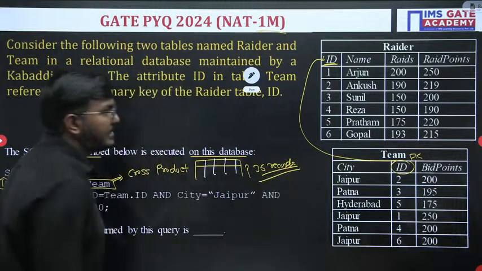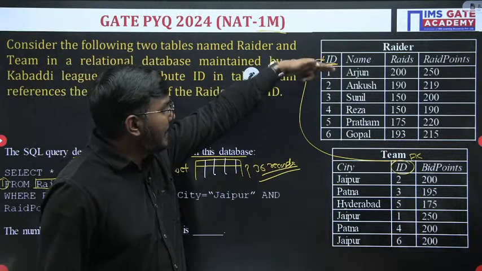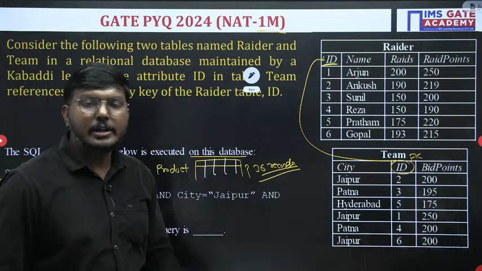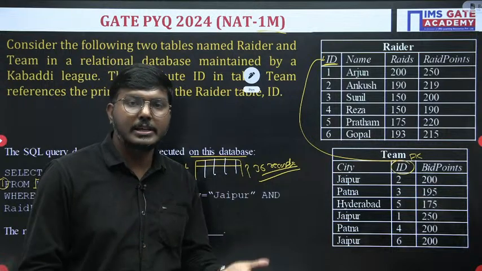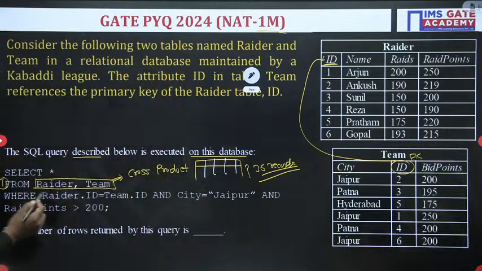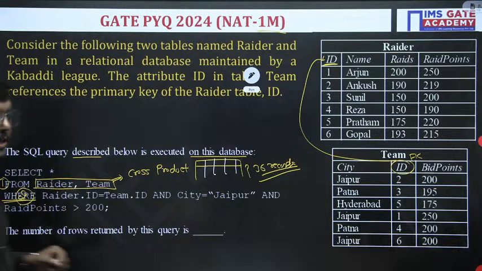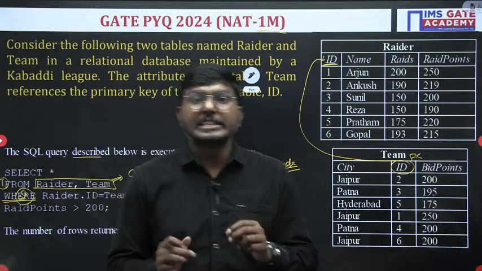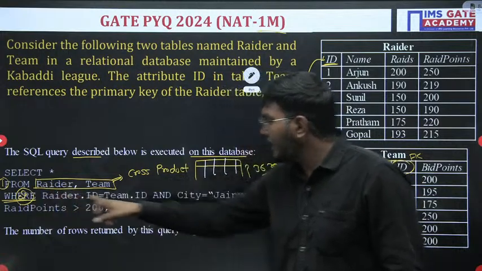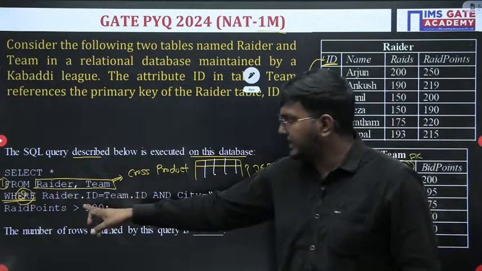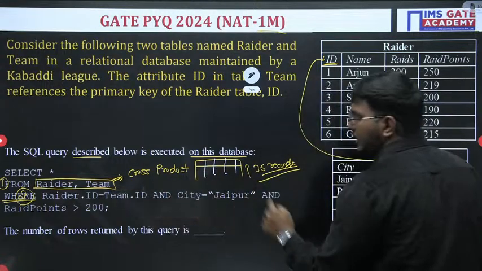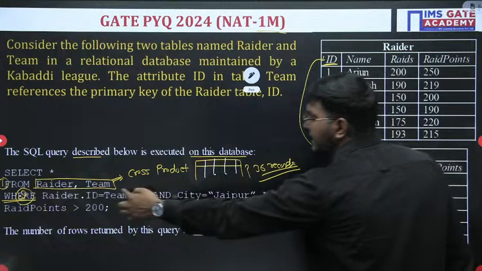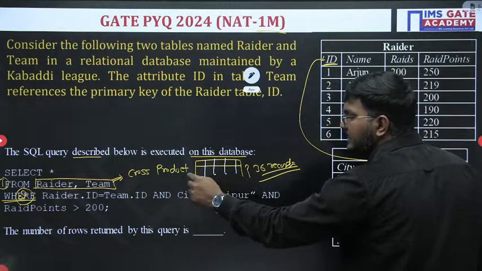36 records means each record of the radar table will be paired with every record of the team table. Understood? After getting these 36 records as the result of the FROM clause, next the WHERE clause is executed. The WHERE clause holds the condition. From the result of the FROM clause, apply the condition on every record, and if the condition is satisfied by the record, then select that record.